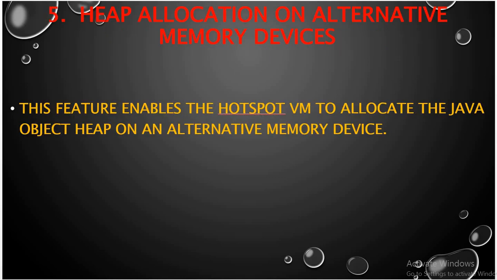And the next one is heap allocation on alternative memory devices. This feature enables the HotSpot VM to allocate the Java object heap on an alternative memory device specified by the user. This new feature would, for example, make it possible in a multi-JVM environment to assign lower priority processes to use the NVDIMM memory and instead only allocate the higher priority processes to the DRAM. So the main feature enables the HotSpot VM to allocate the Java object heap on an alternative memory device.